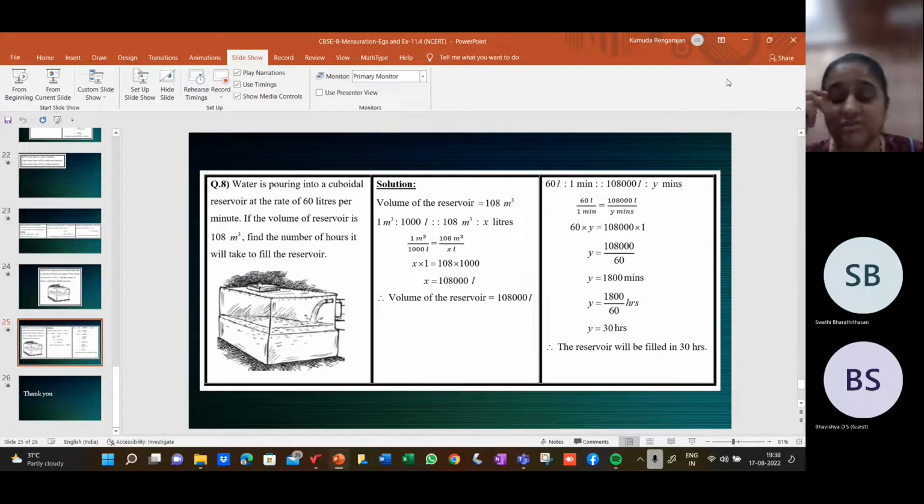Bhavishya, your school follows NCERT, right? Yes, ma'am. Okay. So for you, mensuration from NCERT is done, examples and all exercise questions.